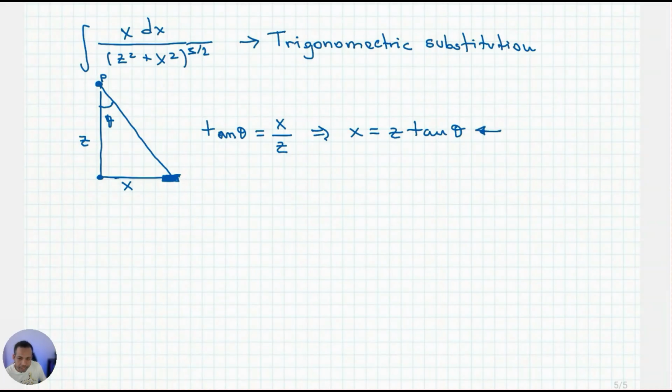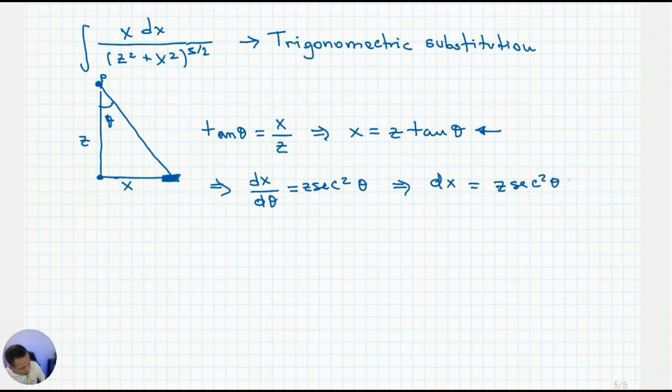Then we differentiate this expression, and we will have dx d theta is equal to the derivative of tangent of theta, which is secant squared of theta, and we have z here. Then we can write dx is equal to z secant squared of theta d theta.